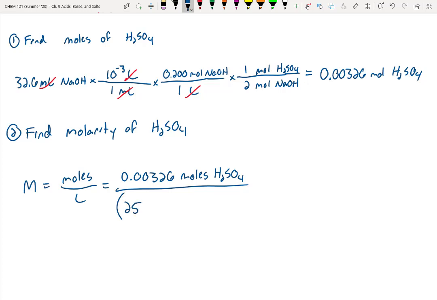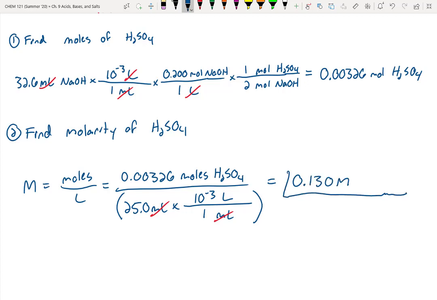So I'd say, well, 25.0 milliliters, not liters, which means we need to convert it to liters. And I'd say, well, let's go ahead and do the conversion like we did before. Cancel out milliliters, and now we're left with moles over liters. Okay, and now that we're done, we can go ahead and do the math, and this is 0.130 molar. Oops, and this is H2SO4.